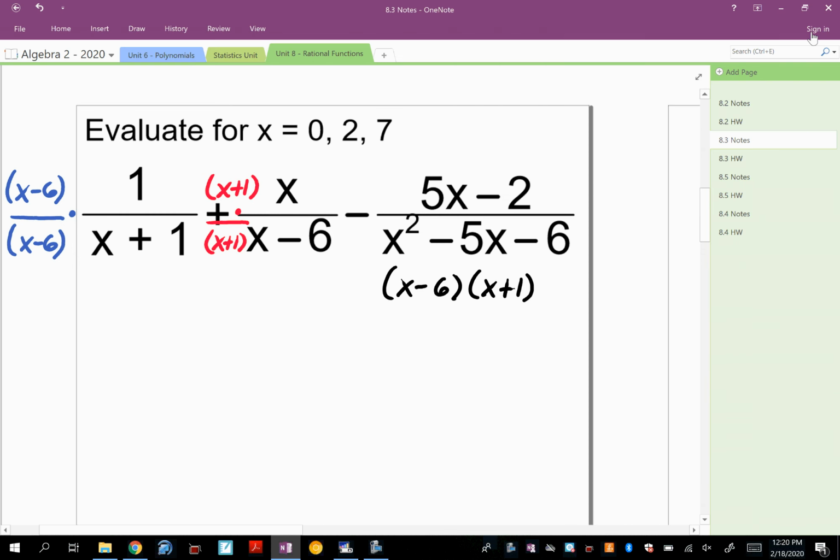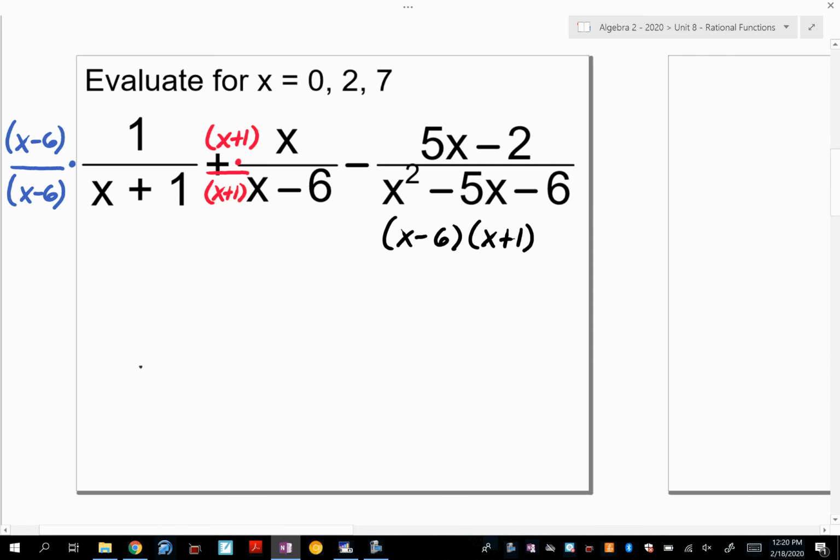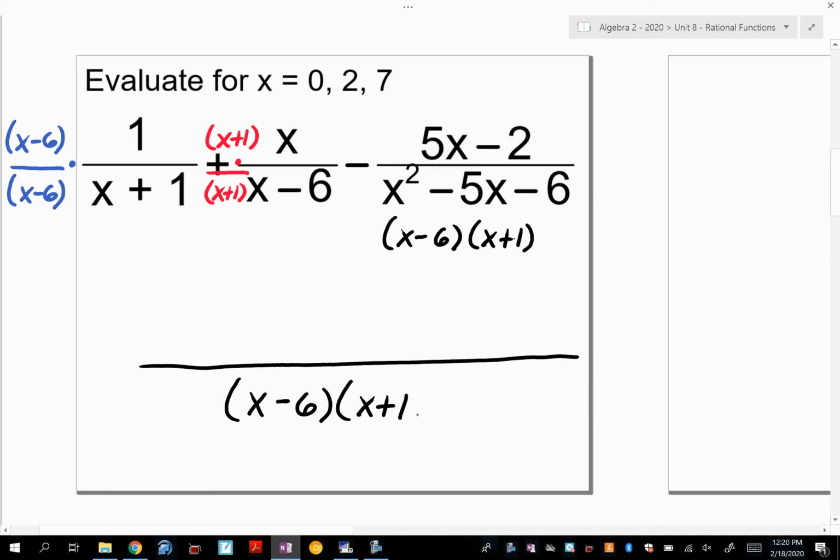Let's see if you can follow along with me. So what I do now is I'm going to write a big fraction bar. In the bottom, I'm going to put my common denominator, x minus 6 and x plus 1. The order does not matter, Camilla, because you're already thinking it. The order does not matter.